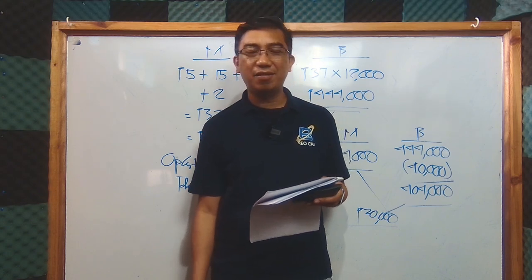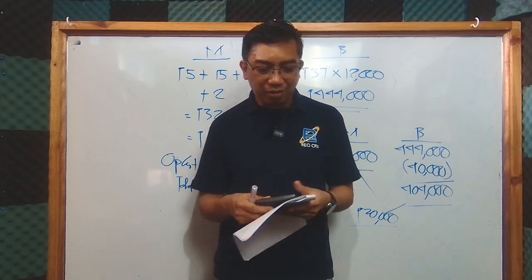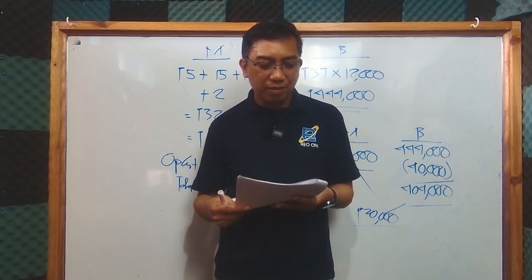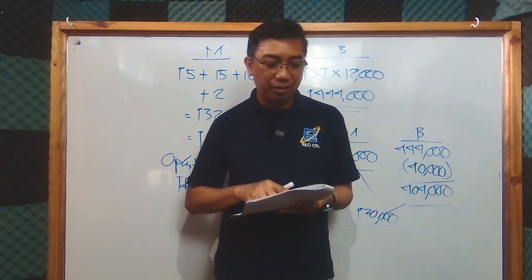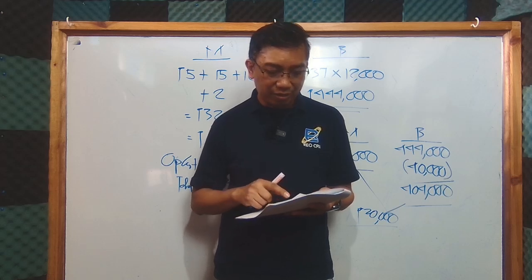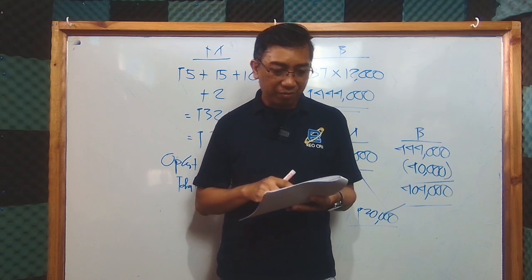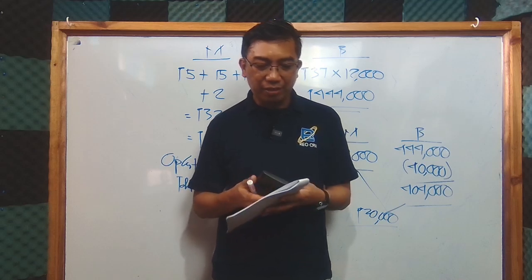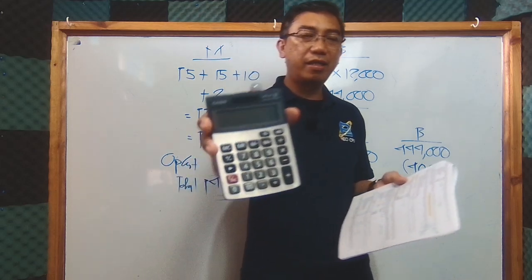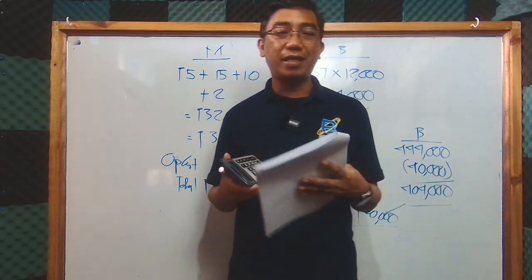O class, simple lang to. Make or buy lang, di ba? Pwede pa nga nating i-calculator computation na to eh, kasi wala naman ng ibang relevant cost. So what is the relevant cost to make? Relevant cost to make: materials of 60 centavos, sabayan nyo class, 0.6, plus labor of 0.4, plus variable overhead of 0.1. So ilan ang total relevant cost to make? Total relevant cost to make is 1 peso and 10 centavos.